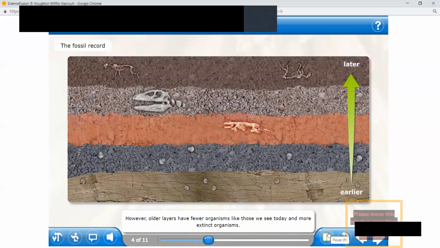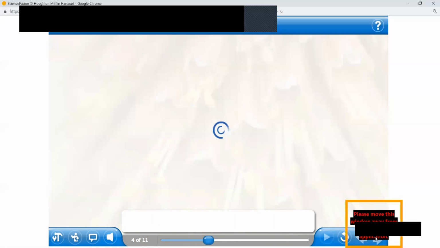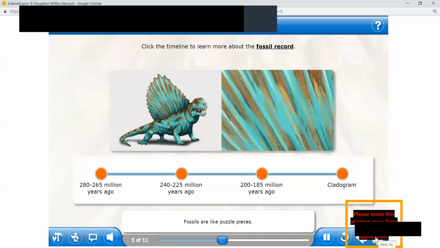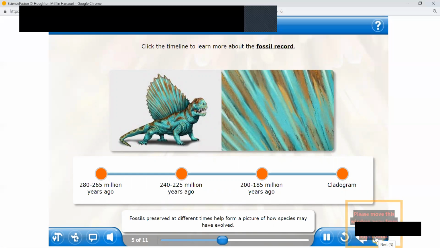Older layers have fewer organisms like those we see today, and more extinct organisms. Fossils are like puzzle pieces. Fossils preserved at different times help form a picture of how species may have evolved. Similarities between these fossils provide evidence that the organisms shared a common ancestor.